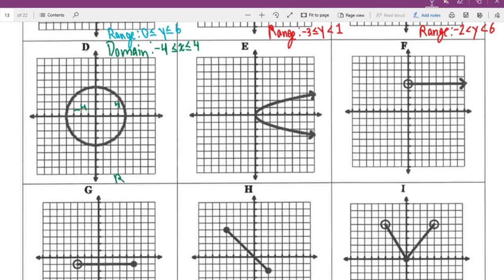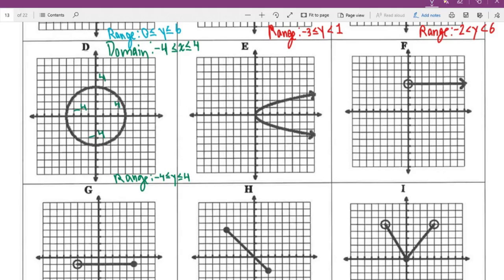Now for the range, I'm going to find the lowest point starting at the origin, -1, -2, -3, -4. And since it's a circle, I know it's going to be 4, but I'll still show it. So 1, 2, 3, 4. So -4 is less than or equal to y is less than or equal to 4. And I can write that a bit neater. -4 is less than or equal to y is less than or equal to 4.